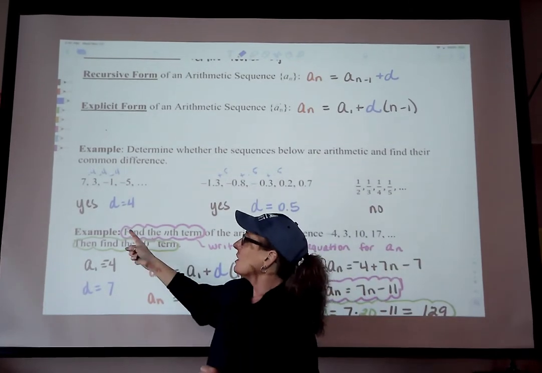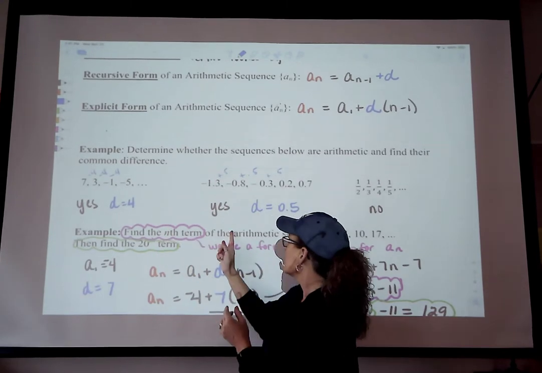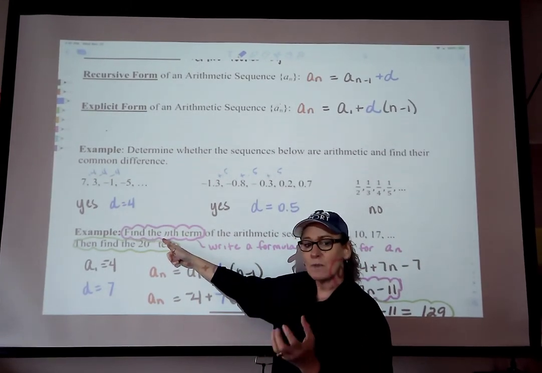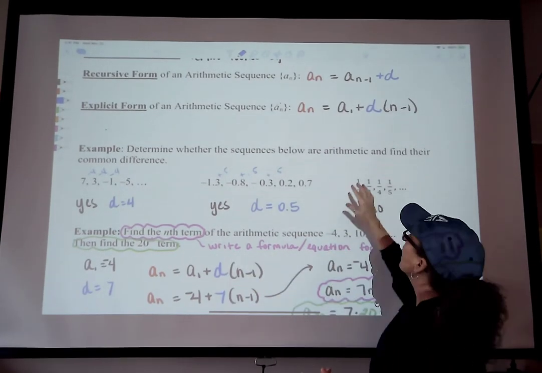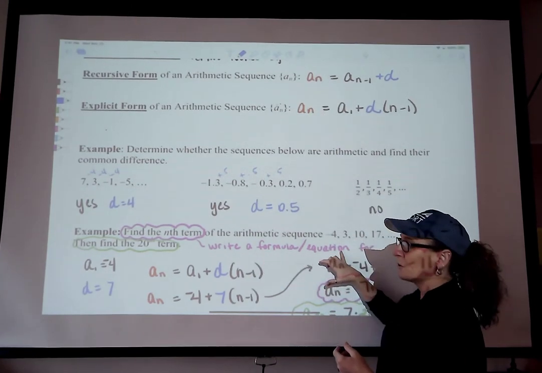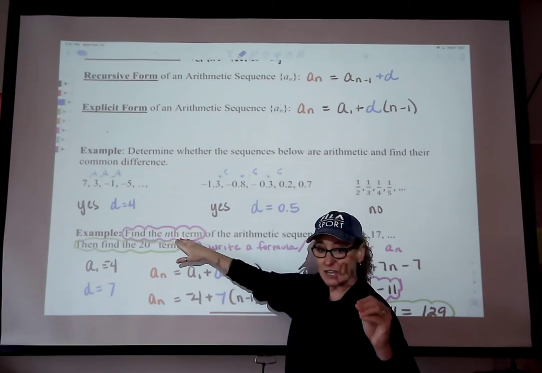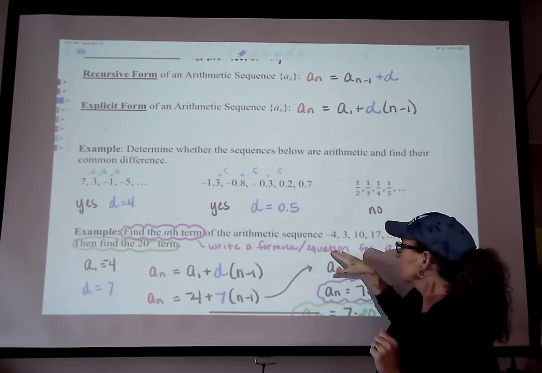Next one. You need to know what these directions mean. Find the nth term. It didn't tell you which one to find. What that means is they want you to write the formula. They want you to write something like this: write a formula or equation. So make a note on that in your notes. Find the nth term means write a formula or equation.